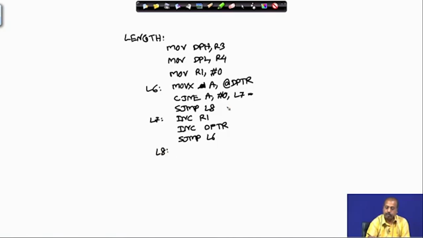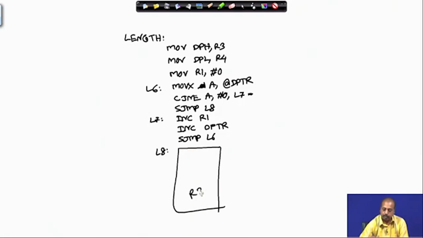Okay. So, this way I can get the length of the first string calculated in R1 register. So, you can repeat this procedure, the similar code starting from L7, L8, for the length of the second string in register R2. You can just replace this R1 by R2 and you can get the next string's length calculated.